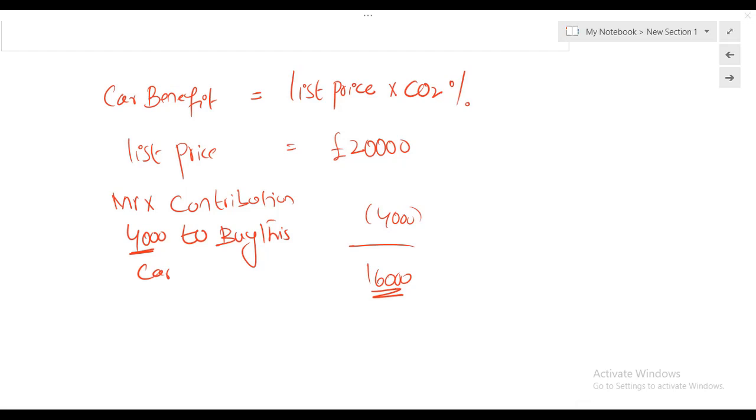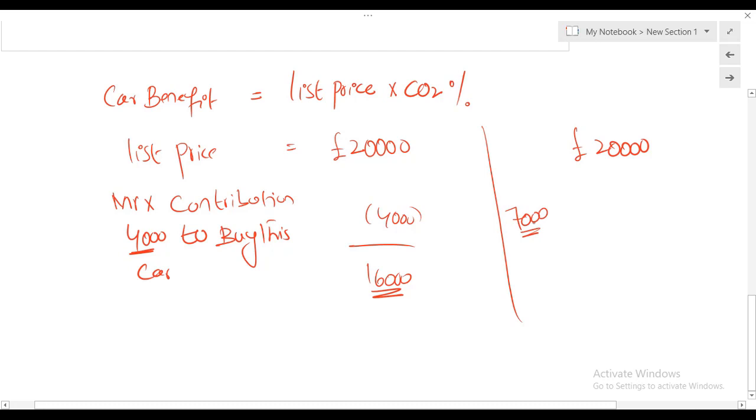Okay, case 2. Let's say the list price is £20,000. An examiner says Mr. X has contributed £7,000 towards the purchase of the car. In that case, the maximum I'm going to deduct is 5,000, and the remaining 2,000 I will just ignore. So the list price is going to be 15,000. So if someone contributes towards the purchase of the car, the maximum contribution which can reduce the list price is £5,000.